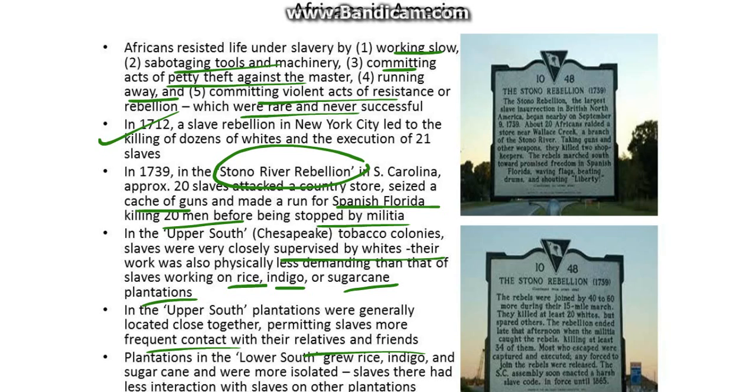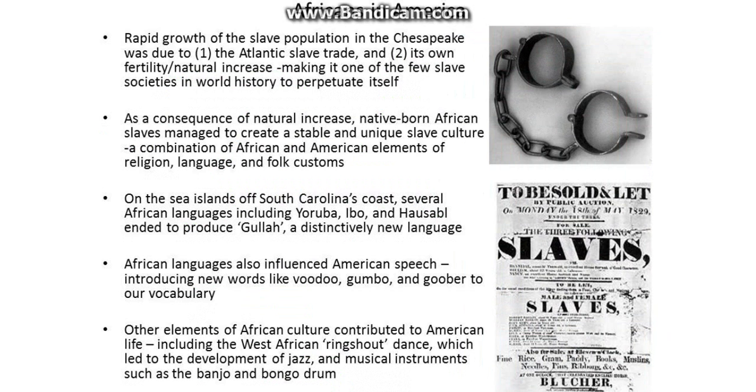Plantations in the Lower South grew rice, indigo, and sugarcane and were more isolated. Slaves there had less interaction with slaves on other plantations. Rapid growth of the slave population in the Chesapeake area was due to the Atlantic slave trade and its own fertility and natural increase, making it one of the few slave societies in world history to perpetuate itself.